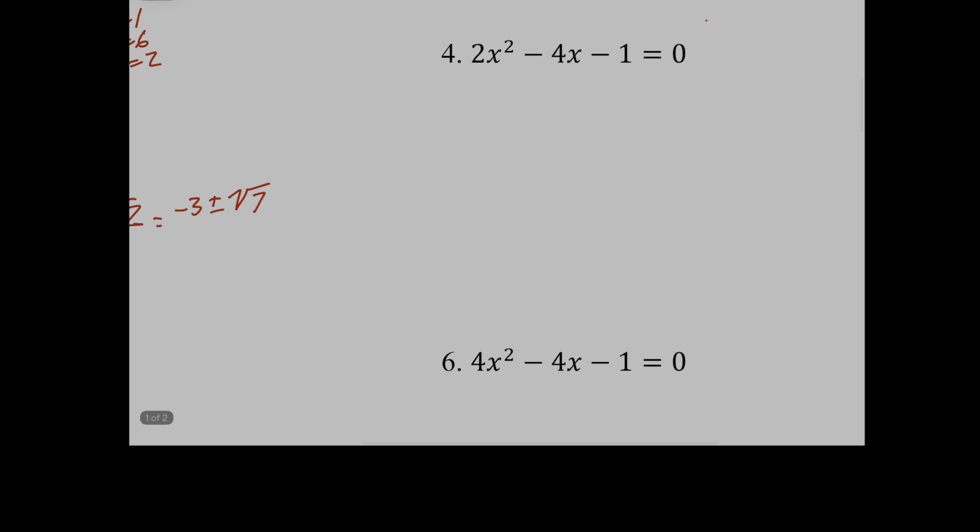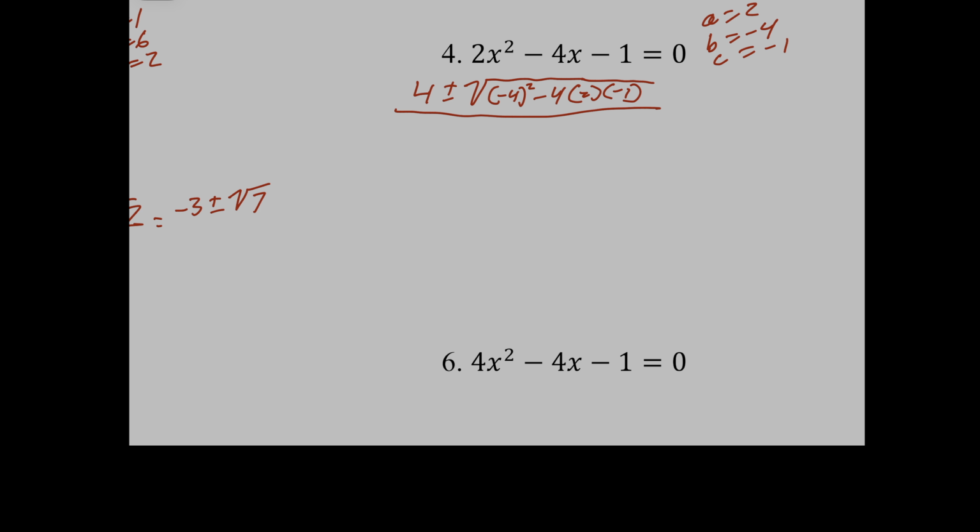Okay, number 4, my A is 2. My B is negative 4, and my C is negative 1. Okay, let's use the formula. Opposite of B, plus or minus the square root of B squared minus 4AC, all over 2A.